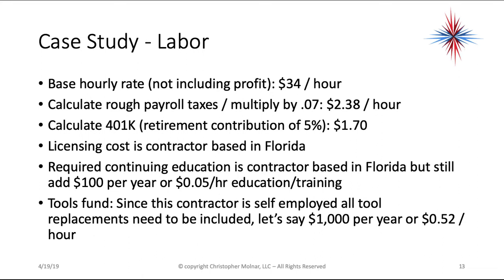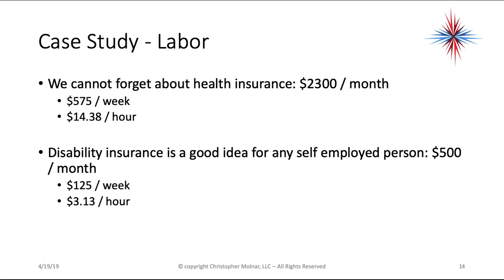You can see how this starts adding up. So we can't forget about health insurance. That's about $2,300 a month, which comes down to $14.38 per hour. Disability insurance is good for any self-employed person, $500 per month, so that's $3.13 per hour.